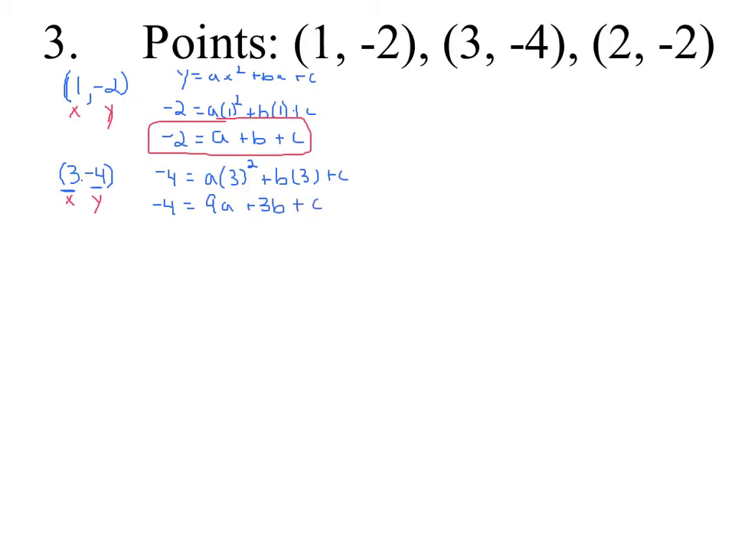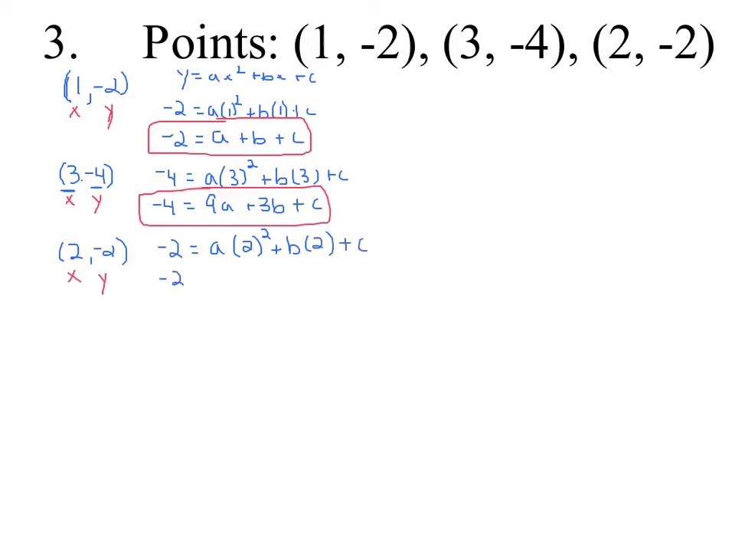Okay, let's go ahead and put a box around this one because that's going to be my second equation that I'm going to use for the matrices. All right, my next point is (2, -2). So let's put 2 in for x and let's put -2 in for y. So y, -2, equals a times my x, 2 squared, plus b times 2 plus c. So -2 equals 4a plus 2b plus c. And there's my third equation.